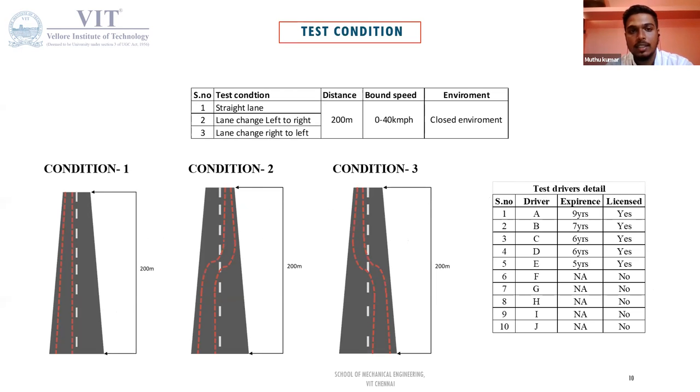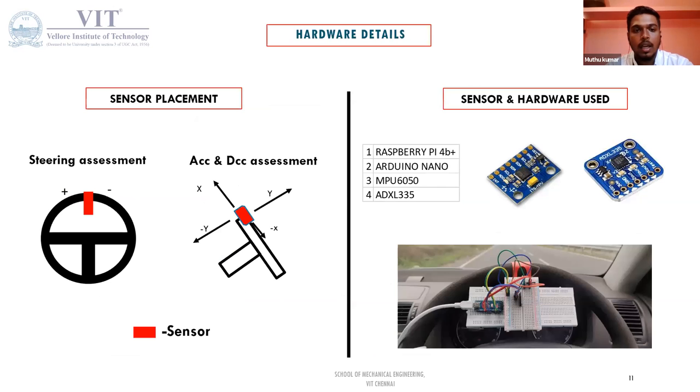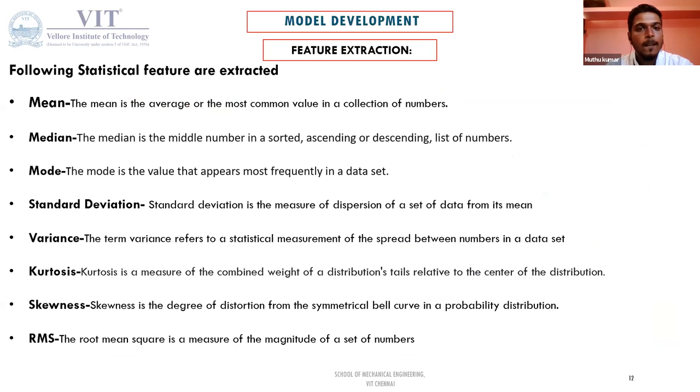For the test conditions, I've taken three conditions, as I stated here, and drivers of various age groups and experience were used to get data for this system. As far as resources are concerned, I've been using these hardware components and these placement systems. I have taken real-time data from a reserved environment. This is the hardware setup I used, and this is the position where I placed it. From the collected data, I extracted the standard basic features to form a model to judge the logic between skilled and unskilled drivers.